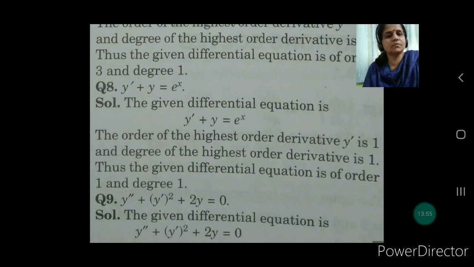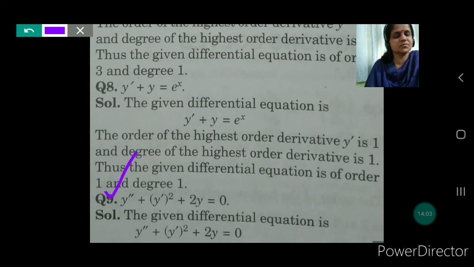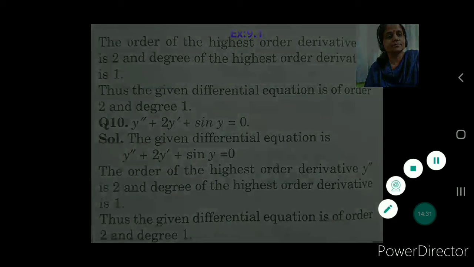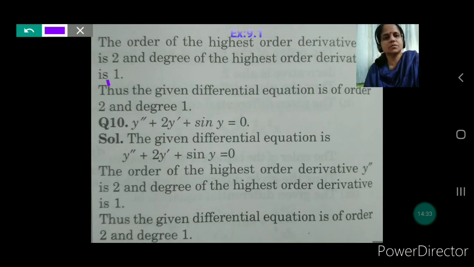Now move on to question number 9: y'' plus (y')² plus 2y is equal to 0. Now see, here order is 2 and degree is 1. Since it is y'', it means d²y/dx², the 2 times derivative of y with respect to x. So order is 2 and degree is 1. So the given differential equation is of order 2 and degree 1.